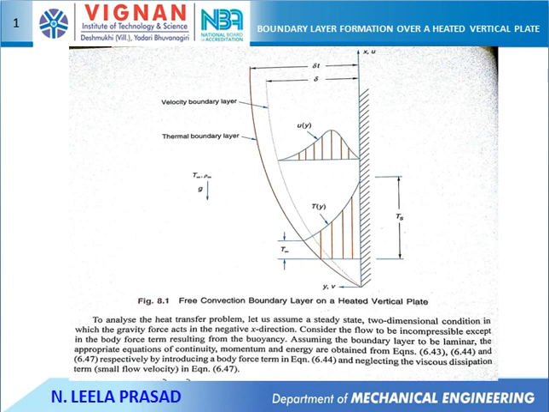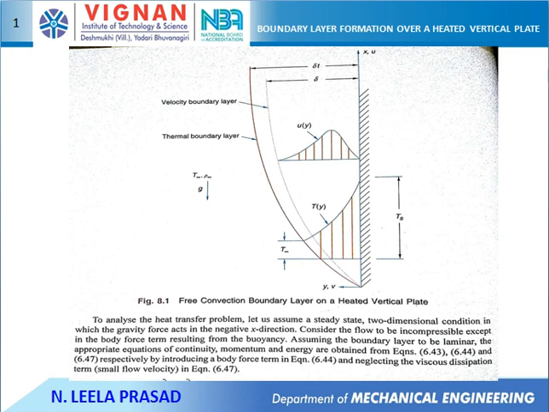Here you can see two boundary layers. One is the thermal boundary layer. Within the thermal boundary layer there is a variation of temperature from surface temperature at y equal to 0 to free stream bulk fluid temperature near the boundary layer. So the curve is the temperature profile which varies with respect to y direction. Here the y direction is normal to the surface of the vertical plate.